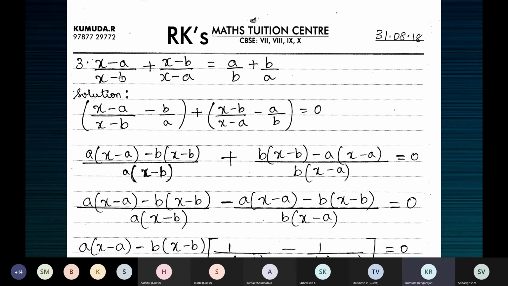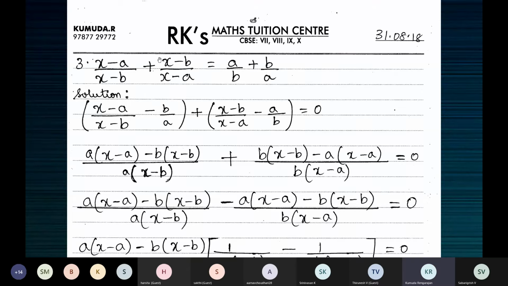So let this be associated with B by A from the other side. Transpose this, bring this to this side. Let this A in the numerator and B in the denominator be associated with B by A, and let this one be associated with A by B. So on transposing, when you bring this to this side, it will be minus A by B. This one will be minus B by A.